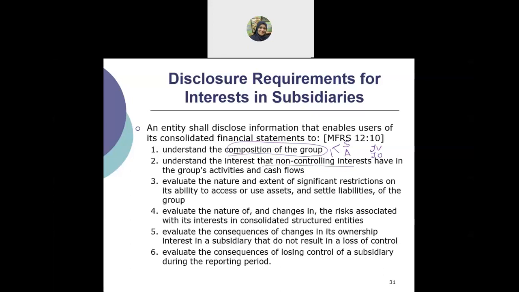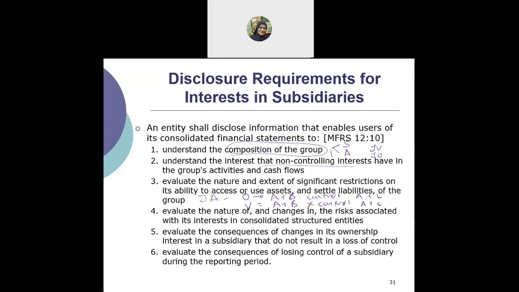Evaluate the nature and extent of significant restrictions on its ability to access or use the assets and settle the liabilities of the group. This one is specifically for the joint arrangement. In a joint arrangement, who is going to control the asset? For a joint operation, the asset is controlled by A and B, the parties. But for joint ventures here, A and B do not have control, because we assume that the new company is a separate vehicle.